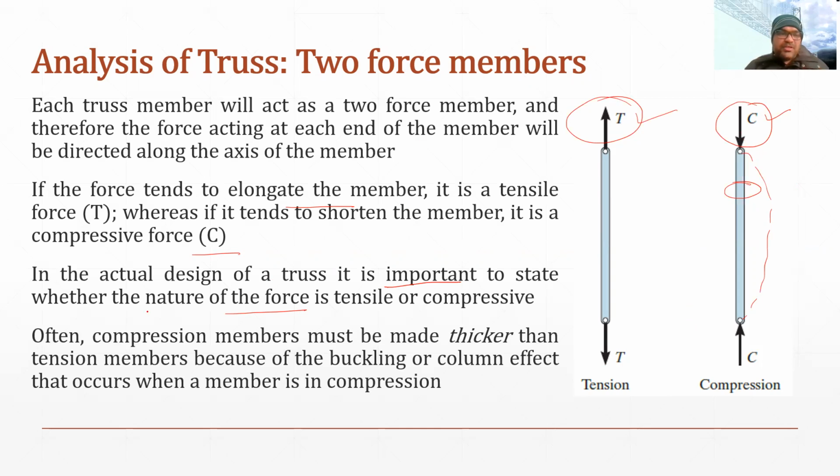So that is what I have written here. Compression members must be made thicker than tension members because of the buckling effect. This buckling effect also occurs in columns. When we discuss columns, we will discuss more about it. But just remember that a member which experiences compression may have a buckling effect. Buckling effect is basically this bending effect. It may bend like this.